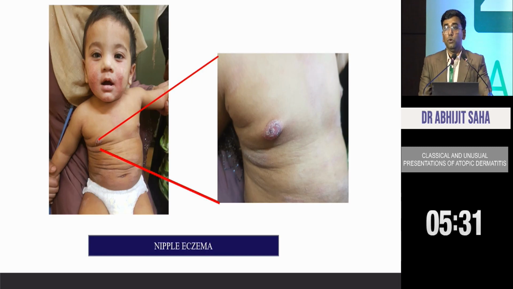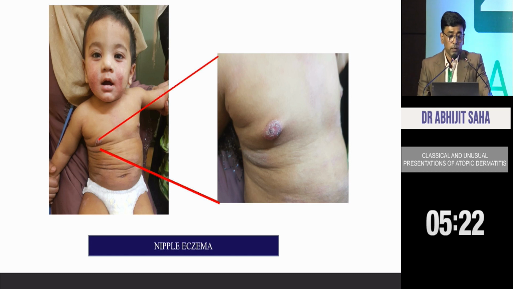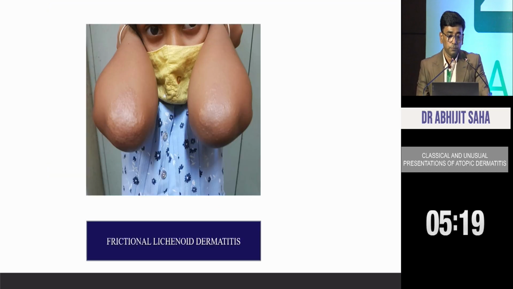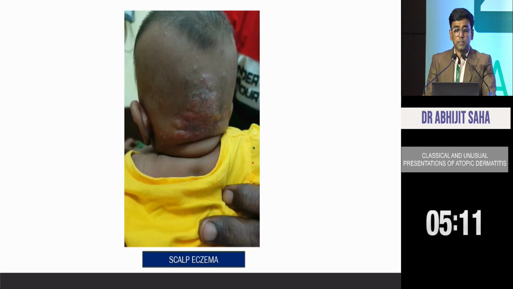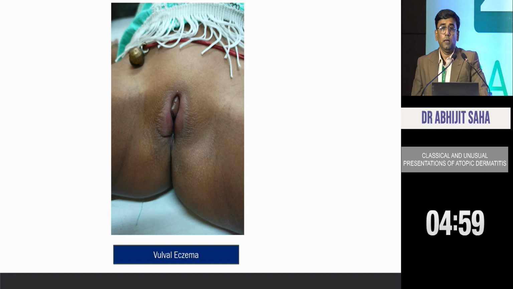Nipple eczema. It was previously known that nipple or breast eczema occurs in adults, but please remember it can also occur in children. Another presentation is frictional lichenoid dermatitis over friction areas like the elbow. Baby may present with scalp dermatitis, and due to vigorous rubbing of the head against the pillow, the area got inflamed and swelled up. Again, there is an age-old concept that lichenification develops during late childhood or early adulthood, but this concept has been nullified nowadays.